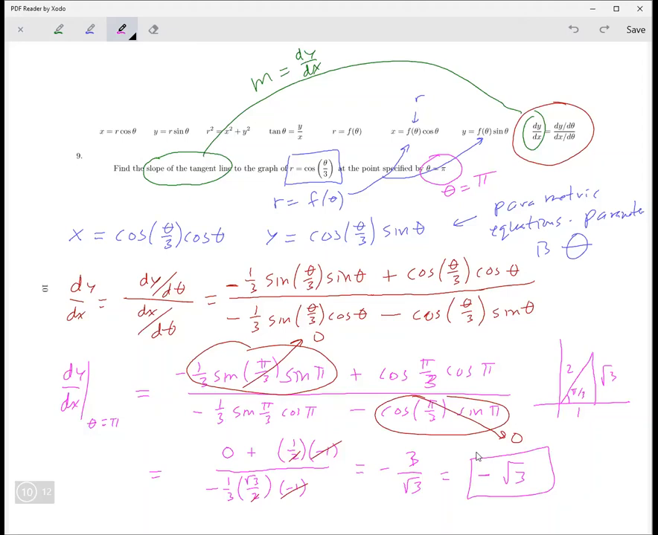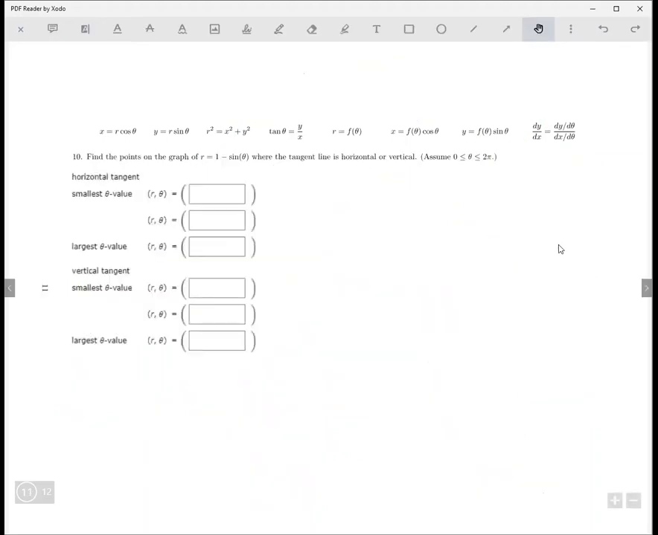Okay. Any questions about that one? Okay, number 10. Number 10 was pretty nasty, so let's go ahead and get started. Find the points on the graph where the tangent line is horizontal or vertical. Assume theta is between 0 and 2 pi.